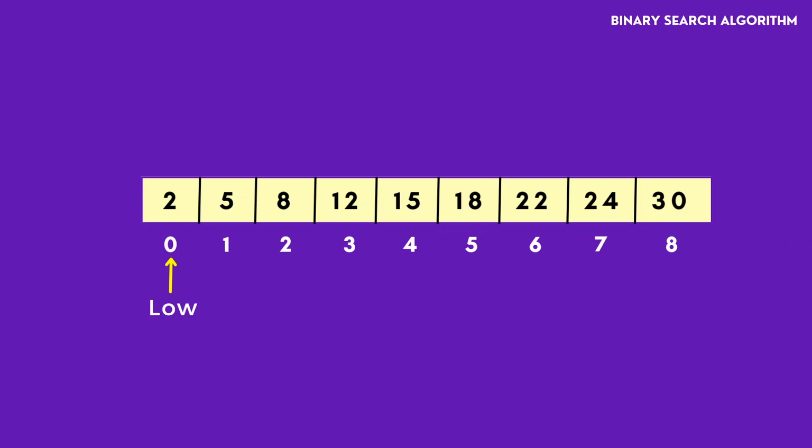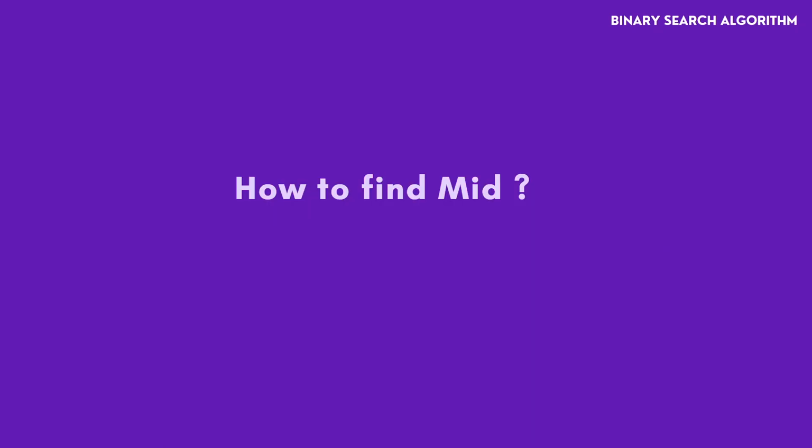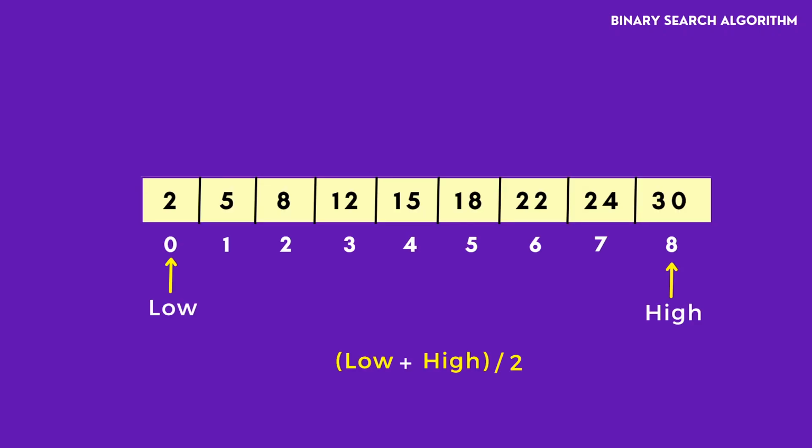So this is the low, the first key, and the second key is the high. Now the question is how to find the third key, which is mid. Low is done, high is done. Now we are going to understand how to find the mid. Mid is very simple. You apply a formula: take the low value and the high value, add them, and divide by 2. The low value is 0 and the high value is 8, so you apply this and get the mid value. Very simple. We'll understand it better.